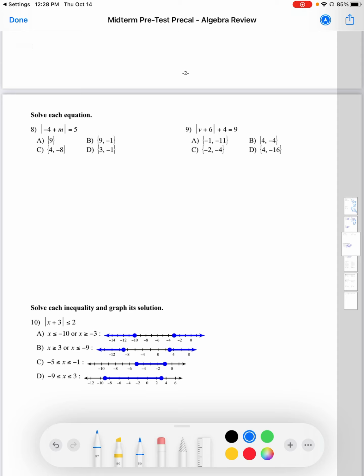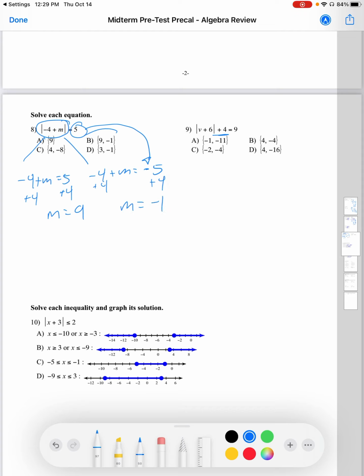Okay, for here we have a math touchdown because it's just absolute value on the left. 9 you do not. You got to take care of that +4 first. So we're going to split it. -4 plus m equals 5. -4 plus m equals -5. Notice I'm changing the +5 here to a negative. Okay, solve each of those. Okay, so we get two answers, 9 and -1.